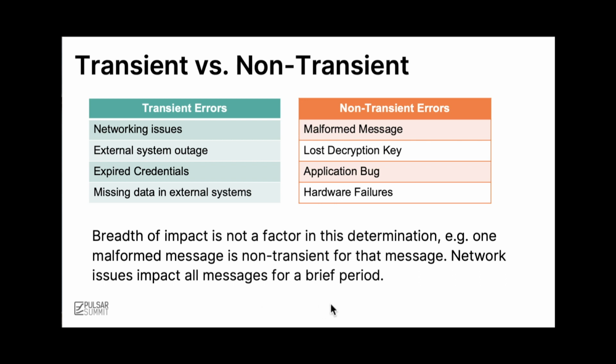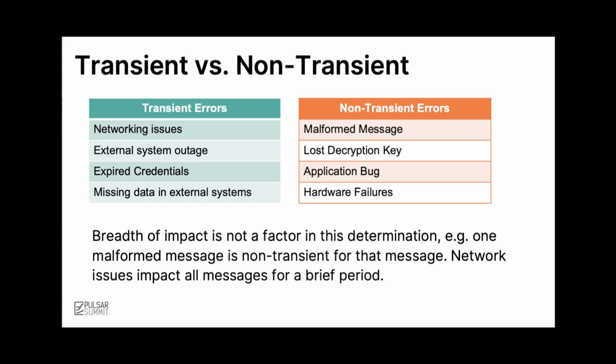So breaking it down across these different characteristics, examples of transient errors are networking issues and an external system outage. Let's say you're processing the data off a topic, persisting the data to a database, maybe publishing into another system for order handling, things like that. If that system goes down for a while, your application can't interact with it. That becomes a transient error. Expired credentials is something that can be fixed.